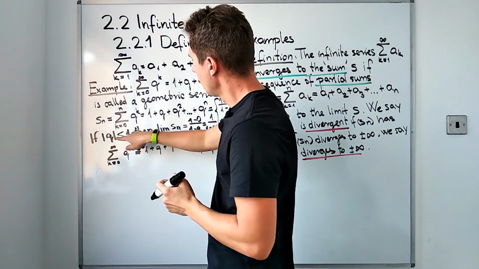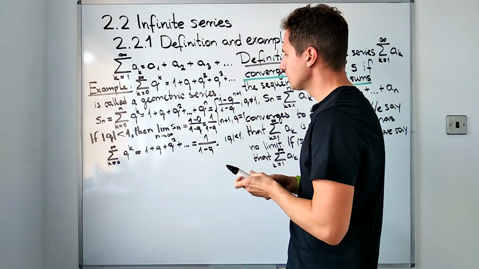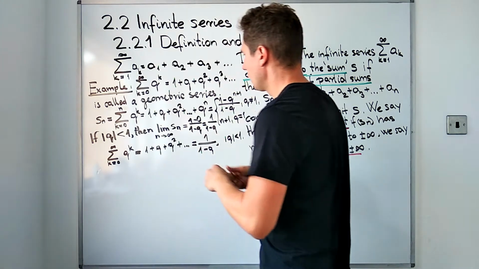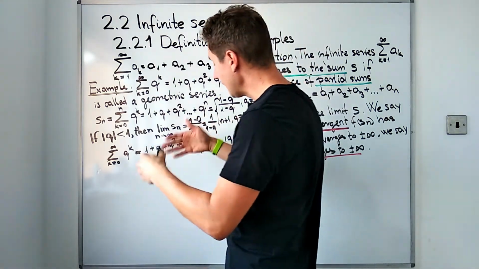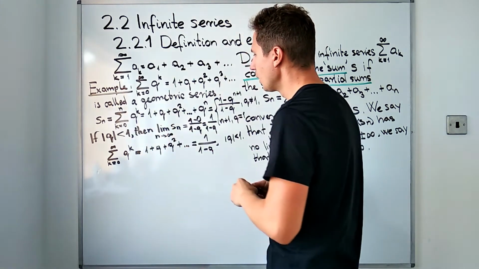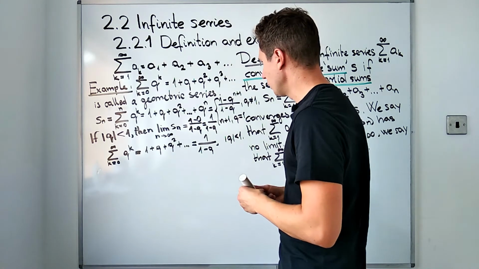Just think about it. Think about the cases when q is equal to 1, or greater than 1, then it will diverge to plus infinity. We are adding up bigger and bigger numbers. If q is less than or equal to -1, it will be divergent.